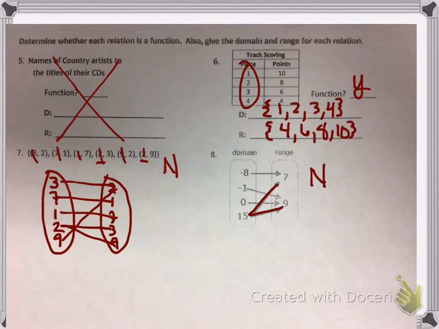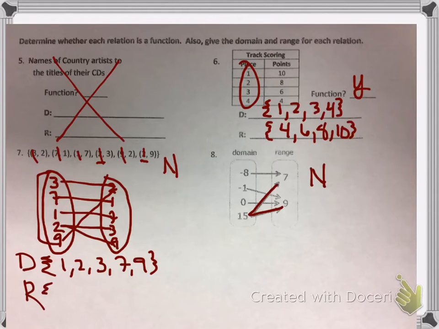Okay, and this is not a function because I can see, again, right there, the x is repeating. But I can still find a domain, and I'll put it in order: 1, 2, 3, 7, and 9. Notice I put these numbers in order, and range: 1, 2, 3, 7, and 9. Now, if you put them in a different order, would I count it wrong? No. Again, I'm more concerned that you make sure you have all your elements.